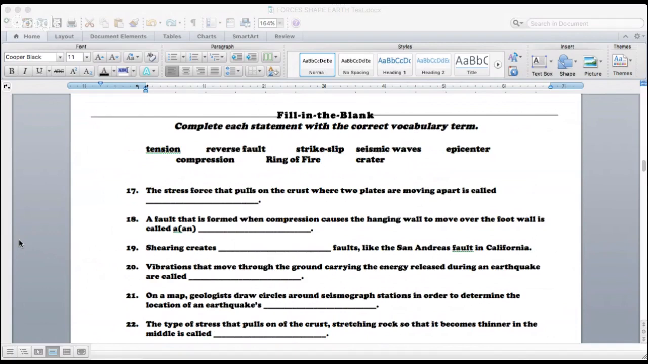20. Vibrations that move through the ground carrying the energy released during an earthquake are called blank. 21. On a map, geologists draw circles around seismograph stations in order to determine the location of an earthquake's blank. 22. The type of stress that pulls on the crust, stretching rock so that it becomes thinner in the middle, is called blank.